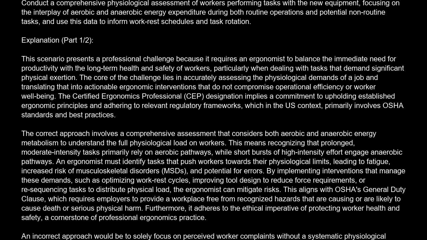By implementing interventions that manage these demands, such as optimizing work rest cycles, improving tool design to reduce force requirements, or resequencing tasks to distribute physical load, the ergonomist can mitigate risks. This aligns with the OSHA General Duty Clause, which requires employers to provide a workplace free from recognized hazards that are causing or are likely to cause death or serious physical harm. Furthermore, it adheres to the ethical imperative of protecting worker health and safety, a cornerstone of professional ergonomics practice.